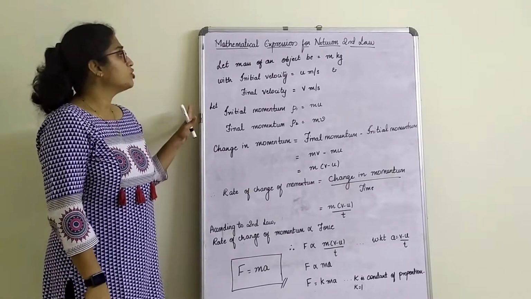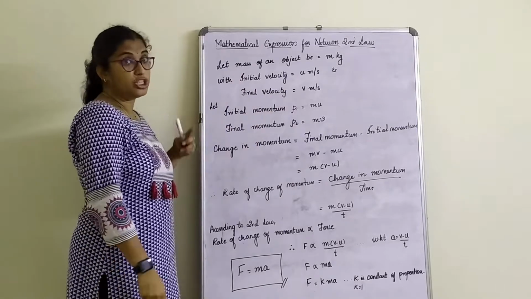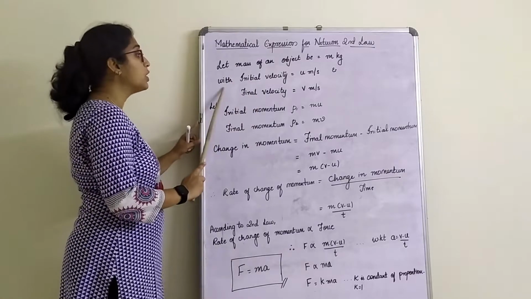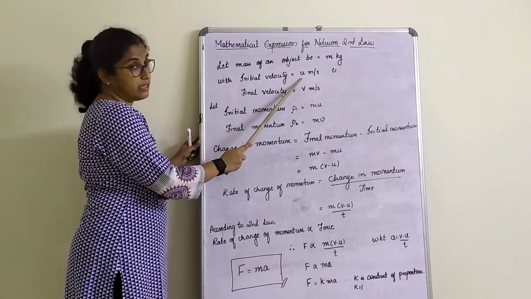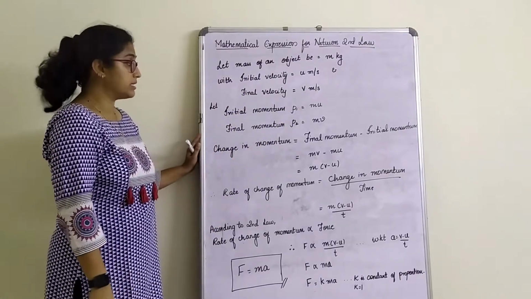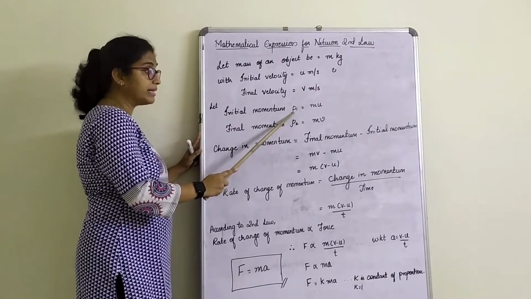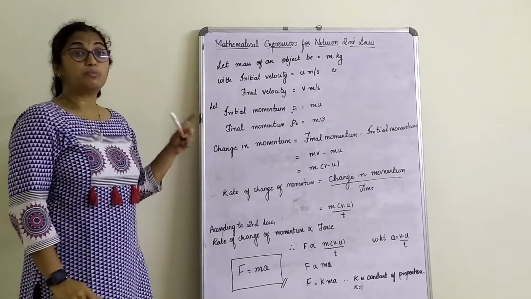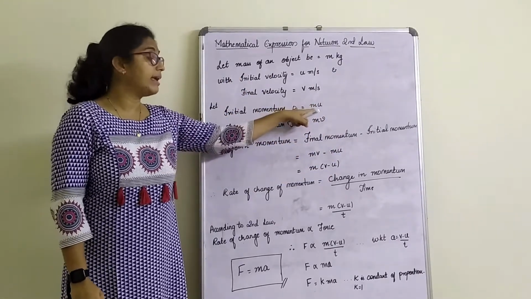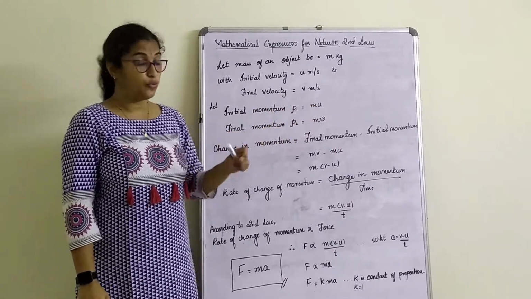So now we'll understand the mathematical expression for Newton's second law of motion, a very important derivation which can be asked for 3 marks. Let the mass of an object be m kg, and let the object start moving with initial velocity u meters per second and final velocity v meters per second. Initial momentum of an object is given by momentum equals m into v, that is, the product of mass into velocity. Since it is an initial momentum, we take m into u. Final momentum of an object is given by m into v.